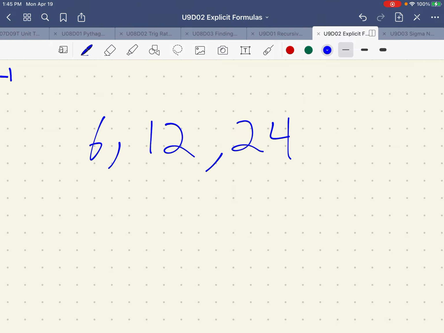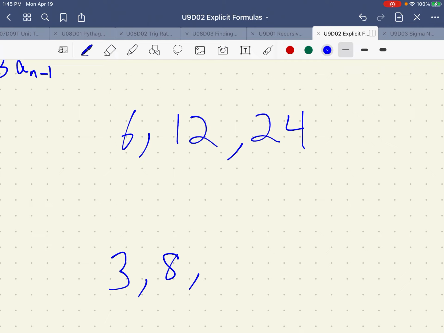Next, I would like you to determine if this sequence is arithmetic or geometric. Determine what the common difference or the common ratio is and find the measure of the 15th term.